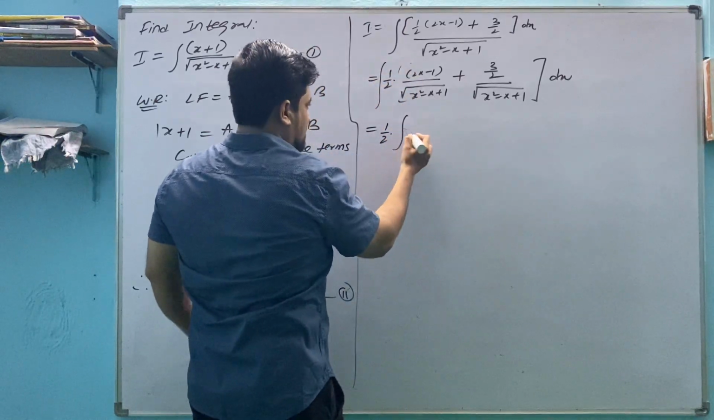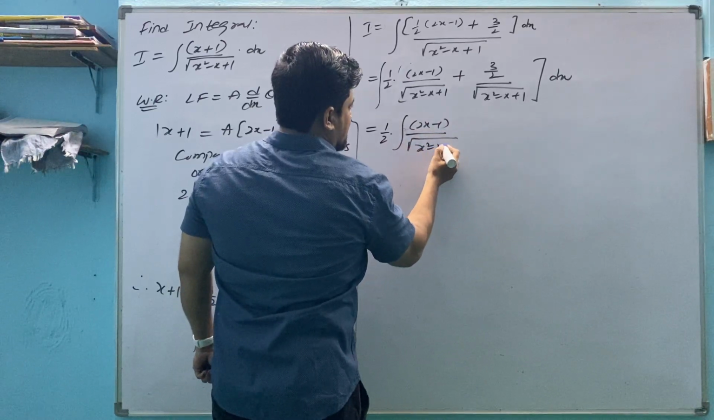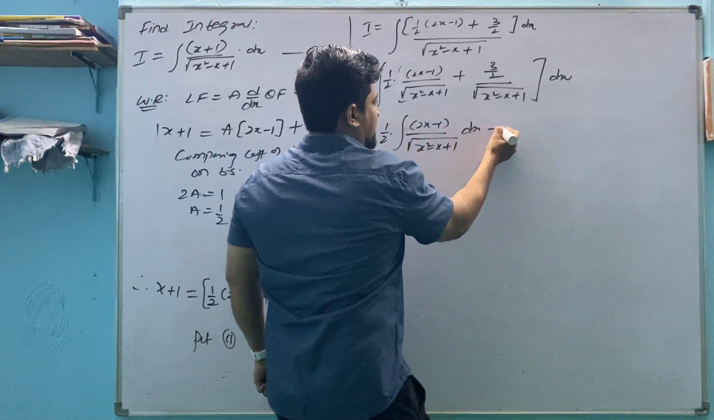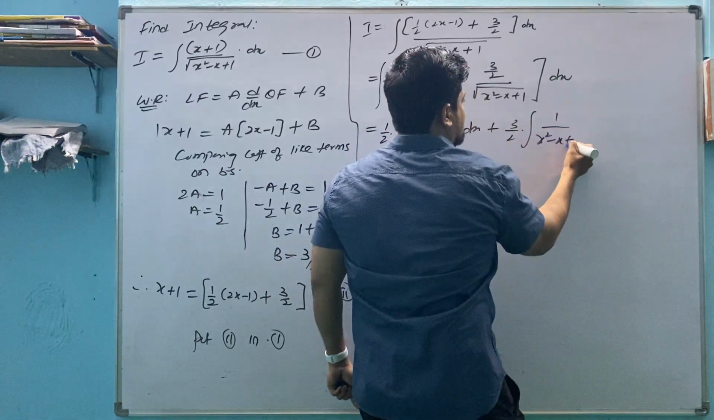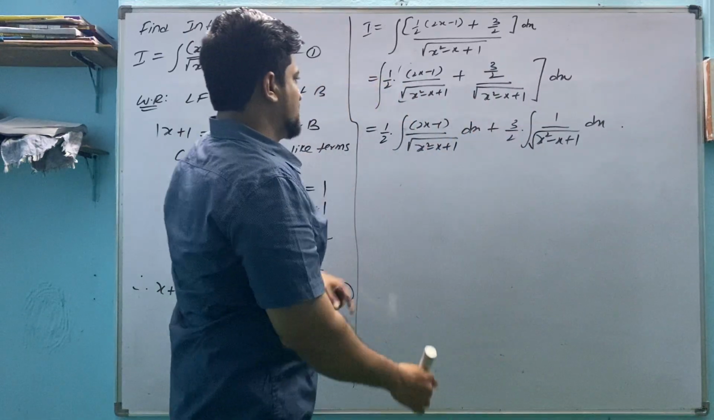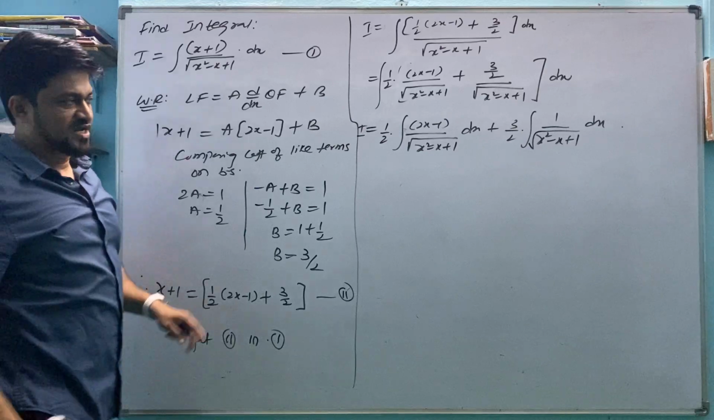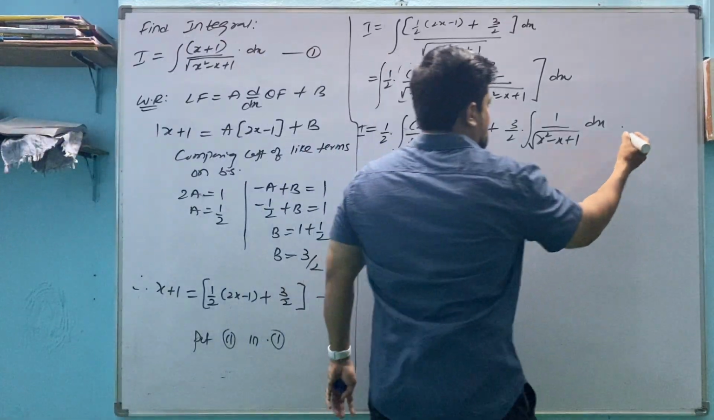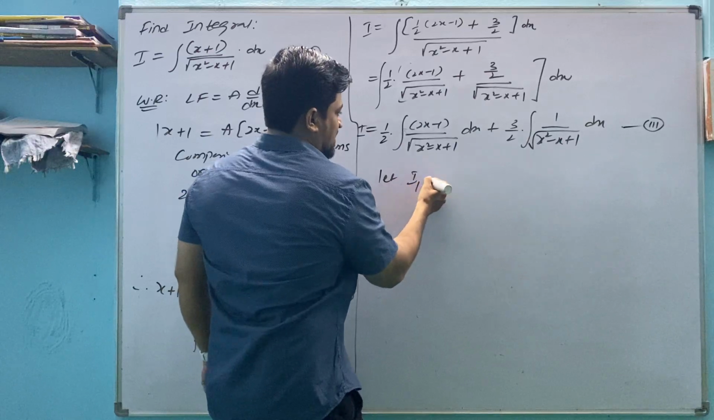One by 2 outside, (2x minus 1) divided by root over x square minus x, then dx. 3 by 2 outside, integral 1 by root over x square minus x plus 1 dx. So these two are the things we got after substituting the second equation in 1 and splitting the terms. This is equation number 3. Now consider I1 from this one.